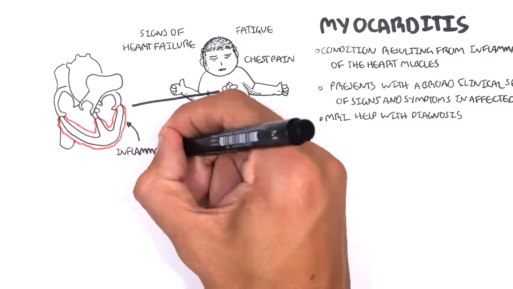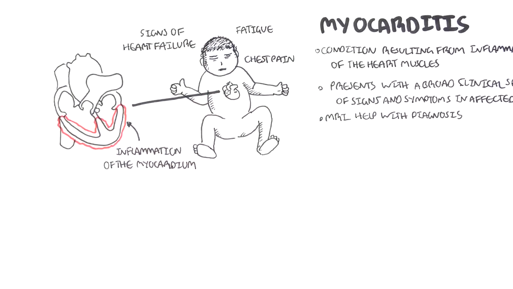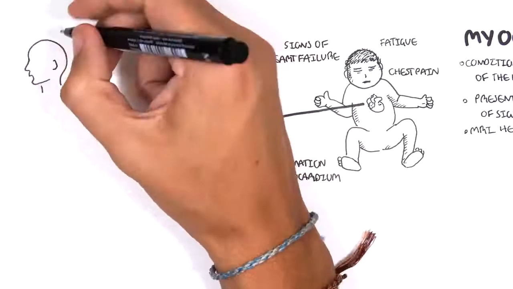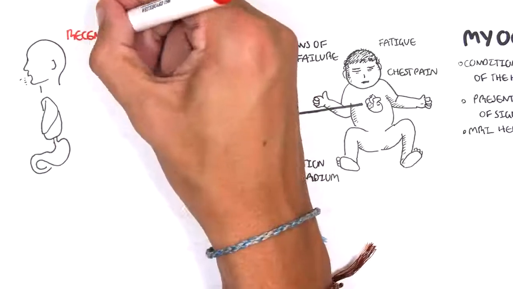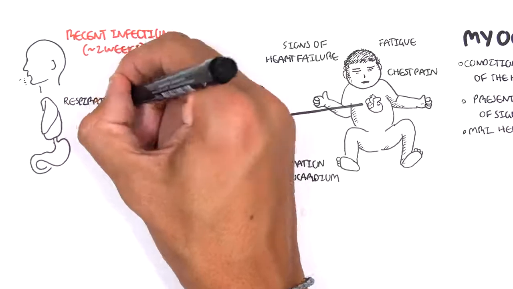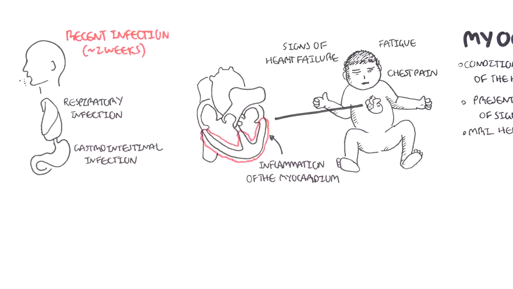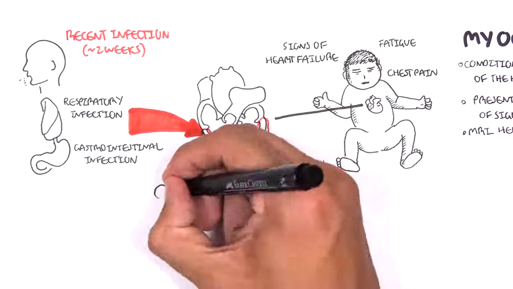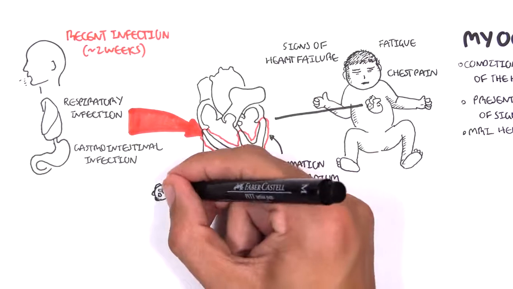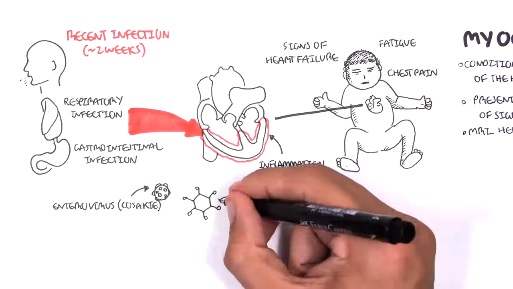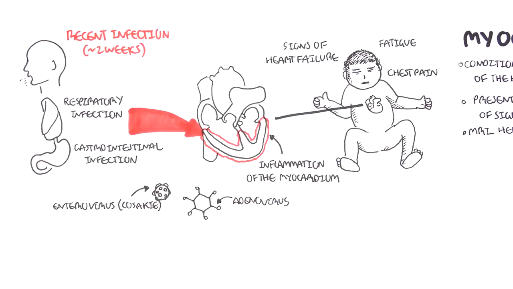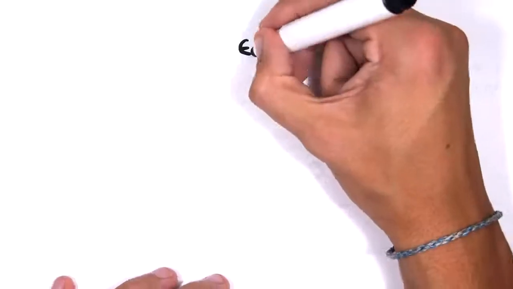Again, myocarditis is inflammation of the myocardium, the muscle fibers of the heart. The cause of myocarditis is usually secondary to a recent infection in the past 2 weeks. The initial infection could have been a respiratory or a gastrointestinal infection which has disseminated and traveled to the heart to cause myocarditis. The common agents that cause myocarditis are viruses, specifically an enterovirus such as Coxsackie and adenovirus. There's also another heart infection that can occur in neonates.